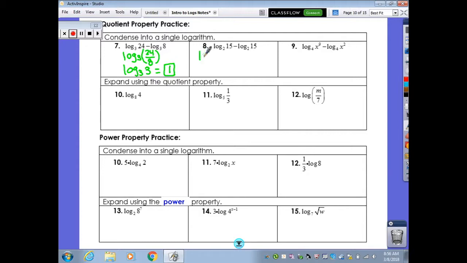And now for this one, condensed is going to be log base 2 of 15 over 15, which becomes log base 2 of 1, which, log base anything of 1 is going to be equal to 0. Try the next one on your own. Pause the video here.